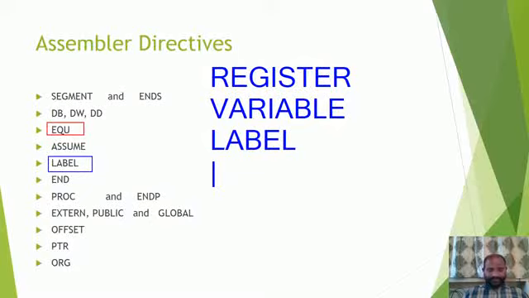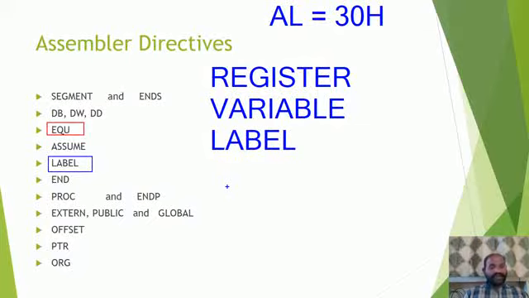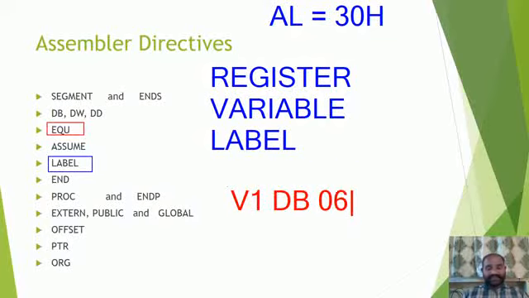Let us suppose I'm taking the AL register. If I'm taking the AL register, then I'm assuming that it is the 30H address. I'm just assuming that AL is assigned the 30H address, so it is going to be a fixed one. But if you are declaring a variable like this, as we saw in the last class, I'm having v1 followed by db followed by 06h.